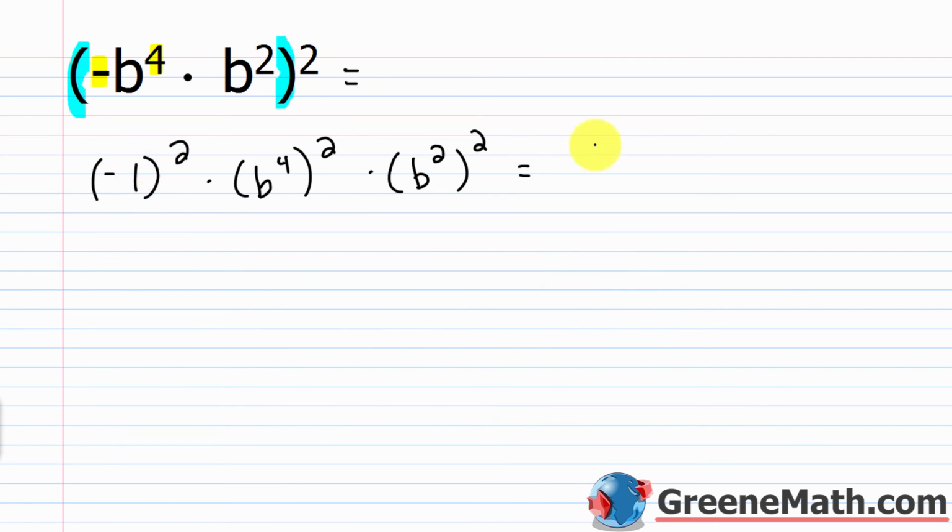So negative 1 squared, again, is 1. b to the 4th power squared is b, and then 4 times 2 is 8. So b to the 8th power. And then times b squared to the 2nd power. Keep b the same. 2 times 2 is 4. So now I have b to the 8th times b to the 4th. Keep b the same. Add the exponents. 8 plus 4 is 12. So again, you get b to the 12th power.